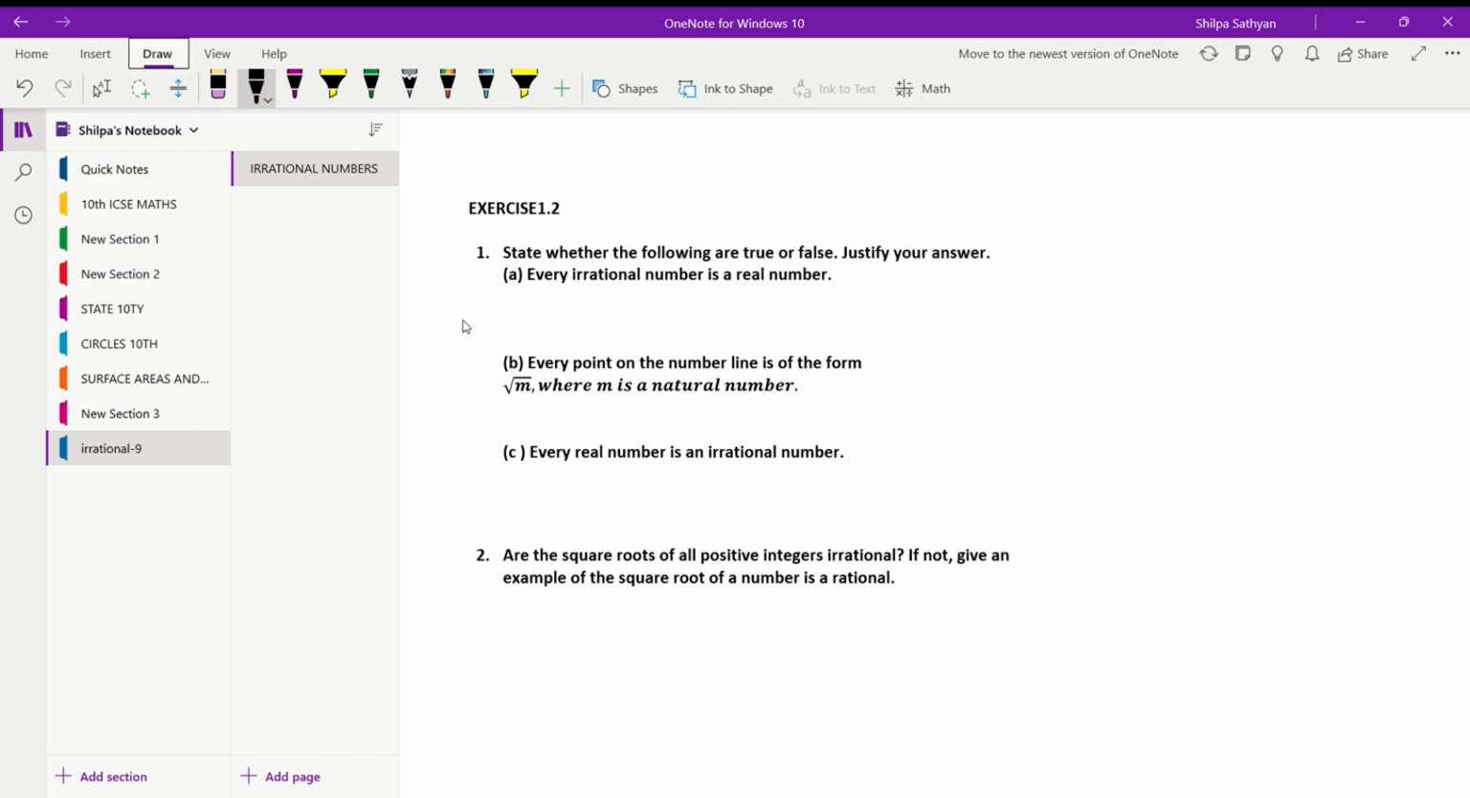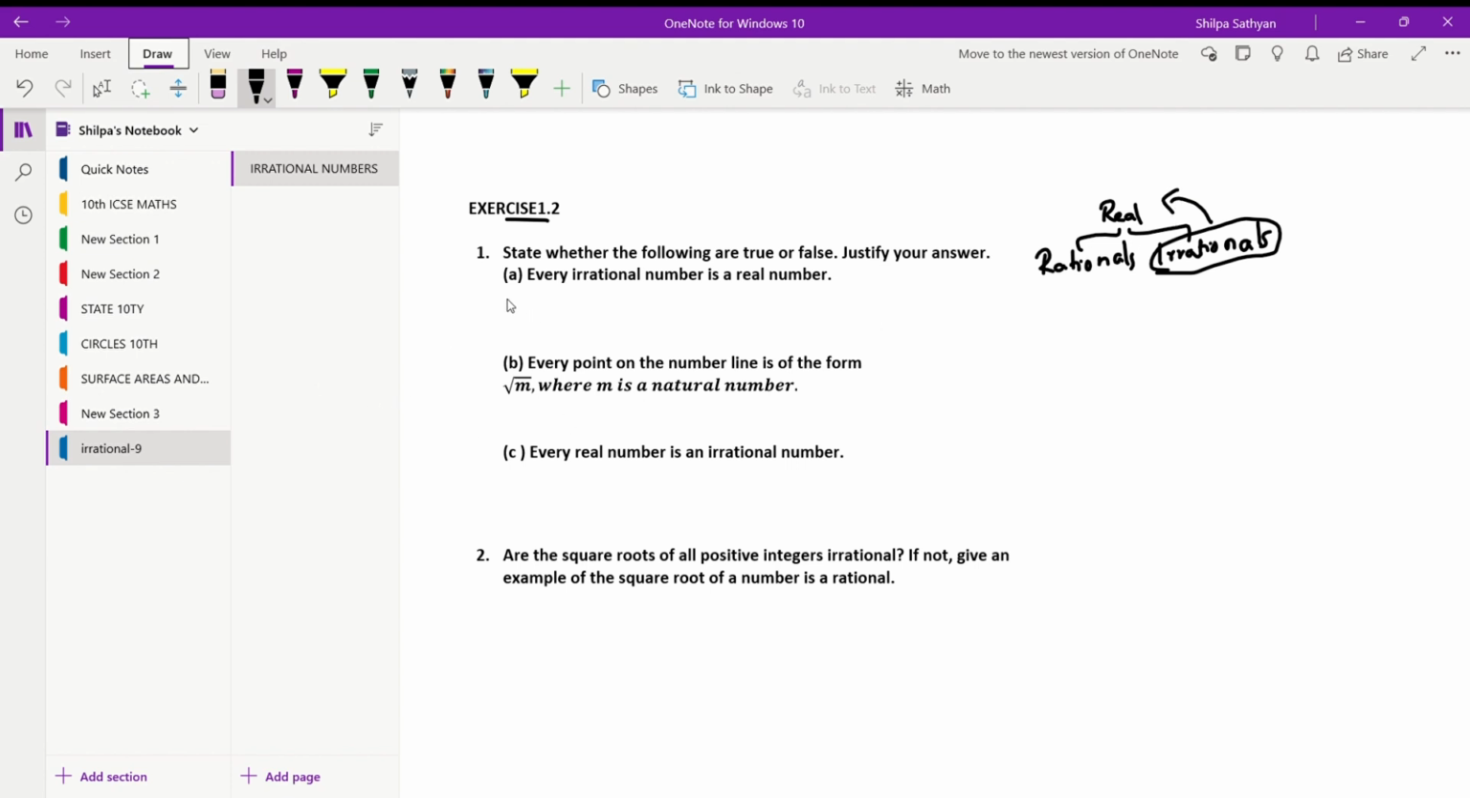Let us discuss exercise 1.2. State whether the following are true or false. Justify your answer. So you have to say that the given statement is true or false. Every irrational number is a real number. So we discussed that real numbers are made up of rationals and irrationals. So what is being asked here is, is every irrational a real number?